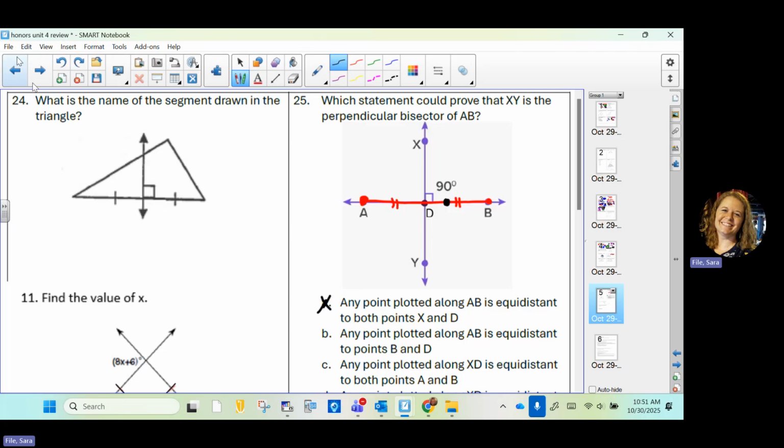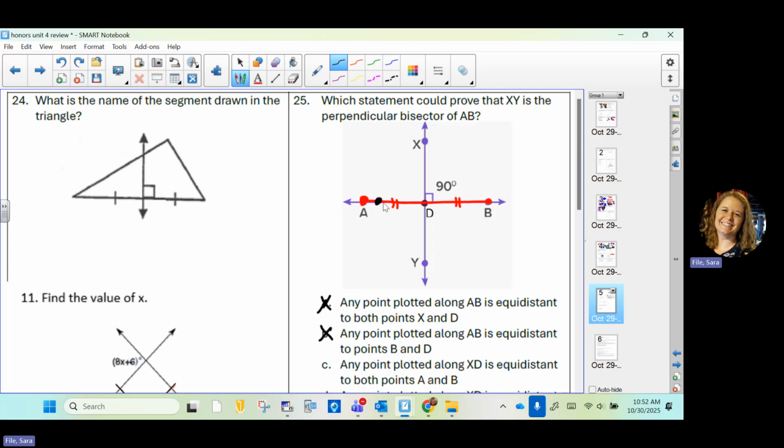Okay, any point plotted along AB, I could have used any point plotted on AB, let's put it here this time, is equidistant to B and D. So is this black point the same distance to D as it is to B? From this point that I added to D versus this point that I added to B, are those the same distance? That one doesn't make sense either.